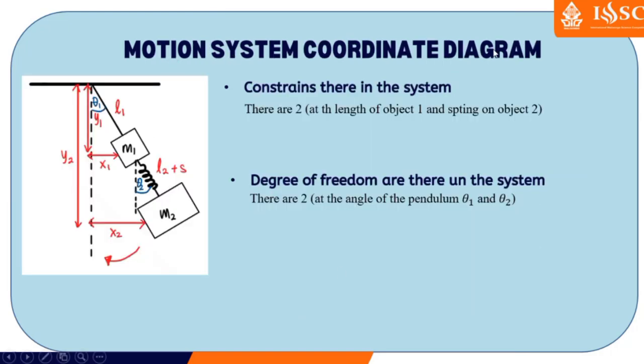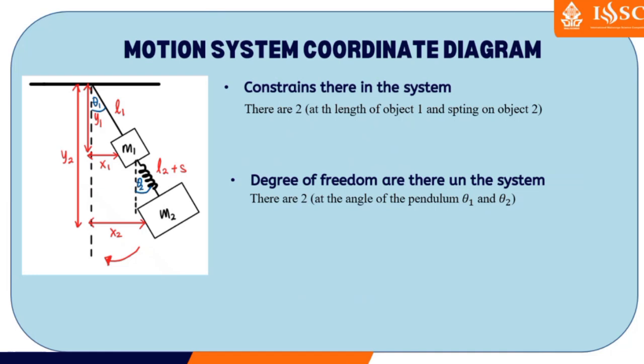Motion system coordinate diagram. There are two pendulums, object 1 and the spring on object 2, because in the connected harmonic oscillation system involving two angles, theta 1 and theta 2. The motion of both angles affects the connection by a rope, rod, or spring. Solving this system often requires methods such as the Lagrangian method.